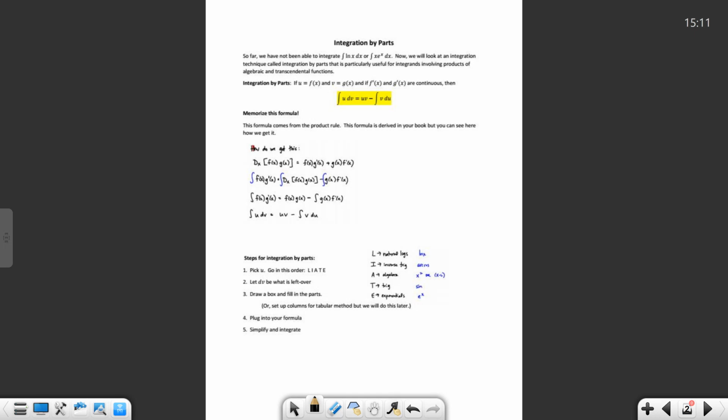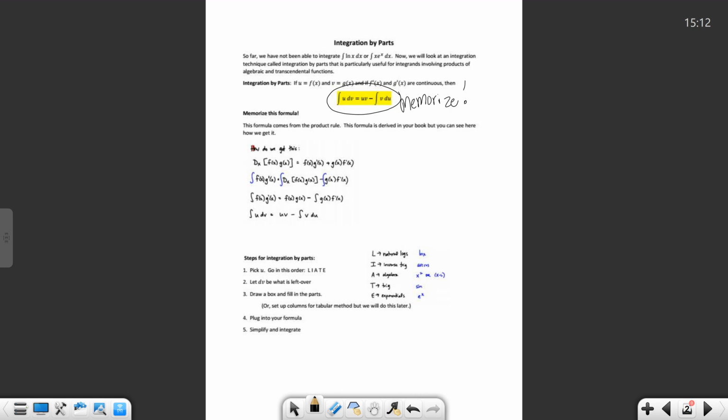Today we're going to look at integration by parts. Make sure you have your notes printed out. I gave you the formula at the top right here: the integral of u dv equals uv minus the integral of v du. You want to make sure you memorize this. We'll do it a whole bunch right now, and it'll get stuck in your head.